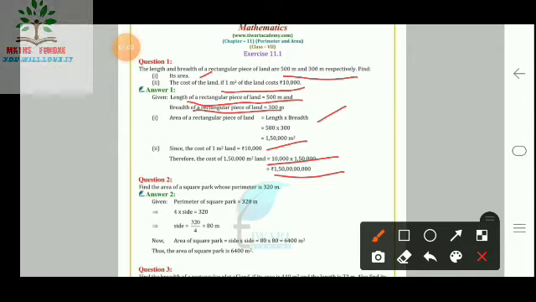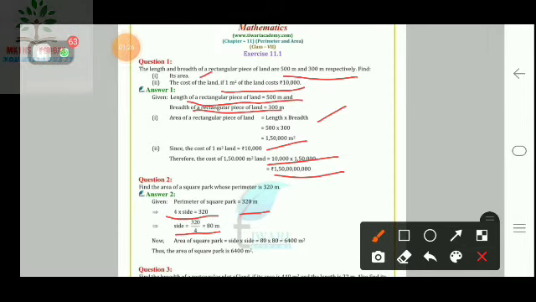Then question number 2: find the area of a square park whose perimeter is 320 meter. As we know the perimeter is 320 meter, and the perimeter of a square is 4 into side, so 4 into side is equal to 320. By doing the cross multiplication, we get side 80 meter.